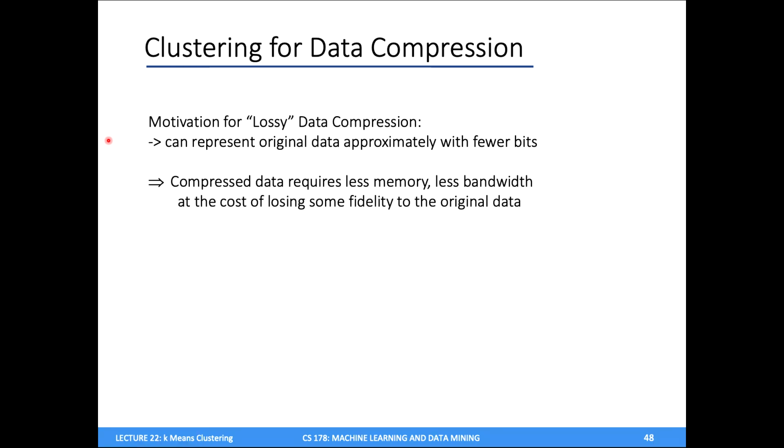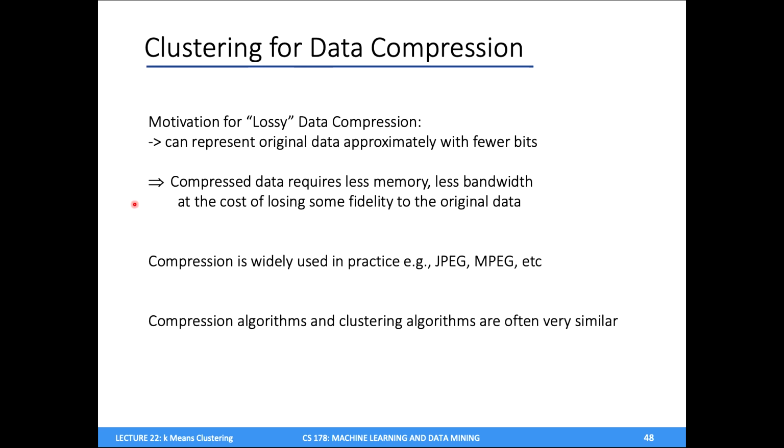So here we're looking at this notion of lossy data compression, where the idea is you have some high-dimensional data that takes up a lot of storage on your hard drive, and you'd like to represent this data with a smaller amount of space, i.e. fewer bits. This is useful because it requires less memory and less bandwidth to transmit, but it comes at the cost of reducing the quality of your original data. I'm sure you're all familiar with JPEG and MPEG, where you take an image, squeeze it down to a smaller file size, but it looks a little bit worse.